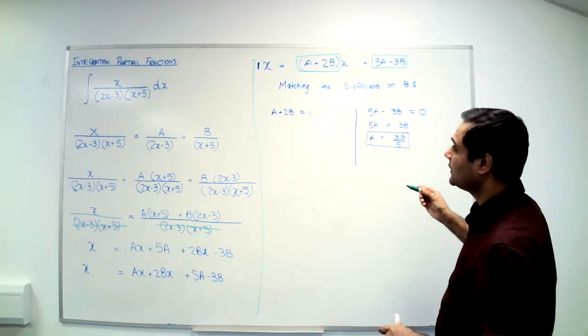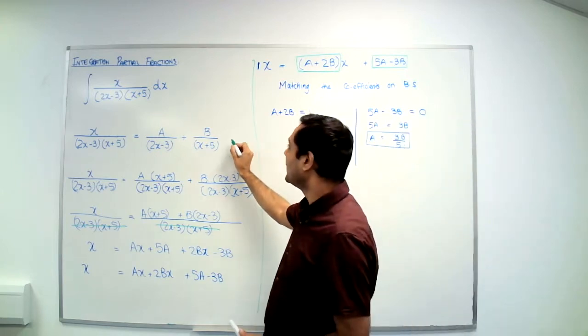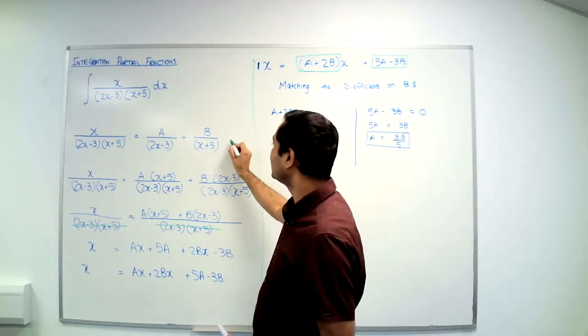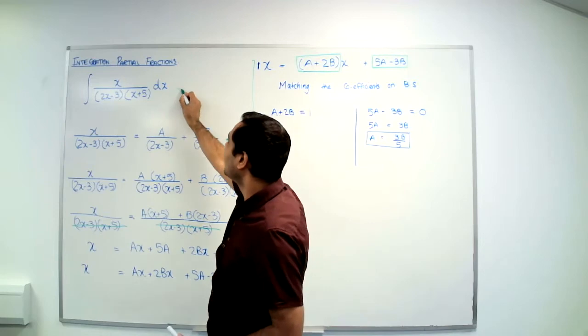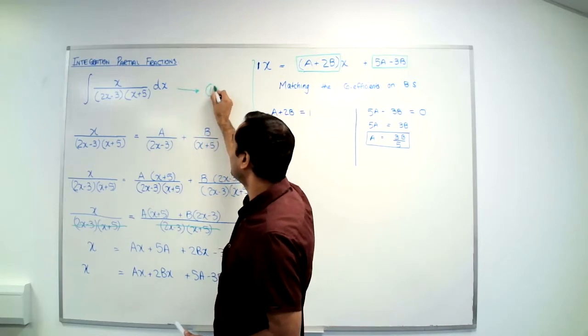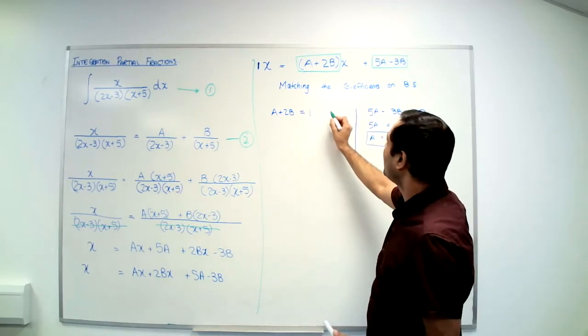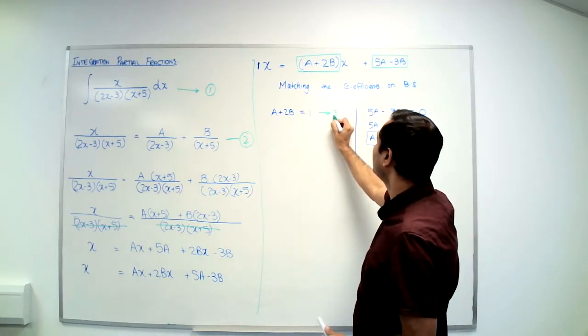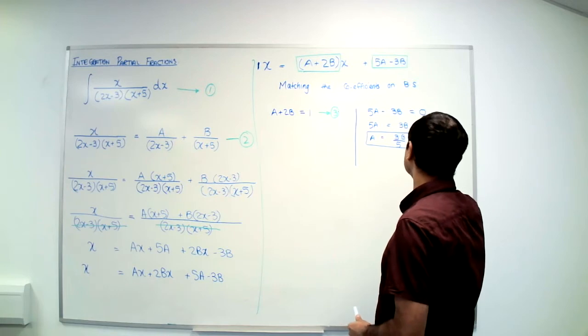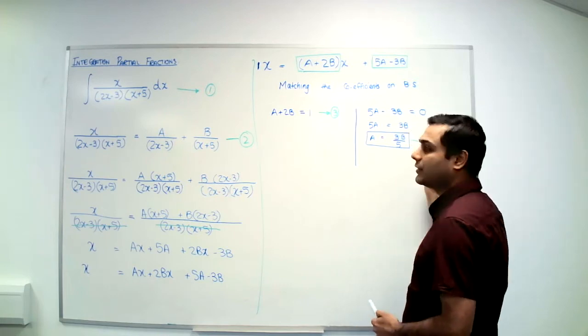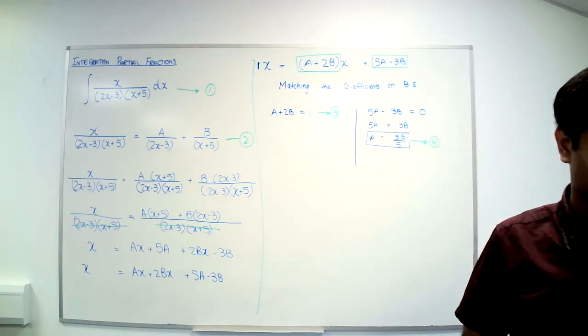Now I'm just going to call this one my equation number 1. I call this one equation number 2. I call this one equation number 3. And I call this one my equation number 4. Okay.